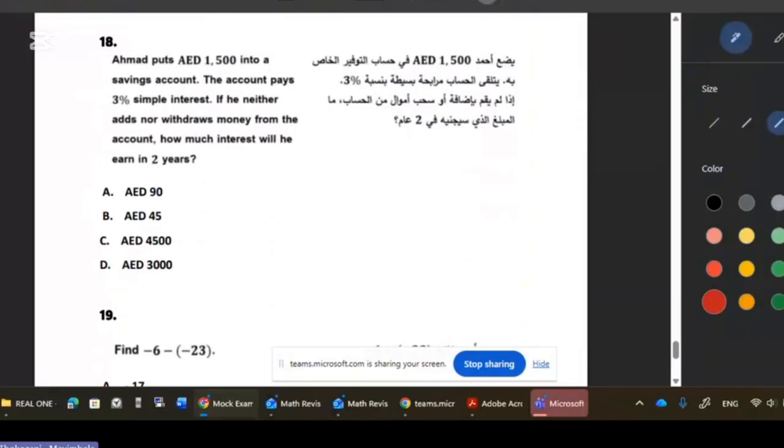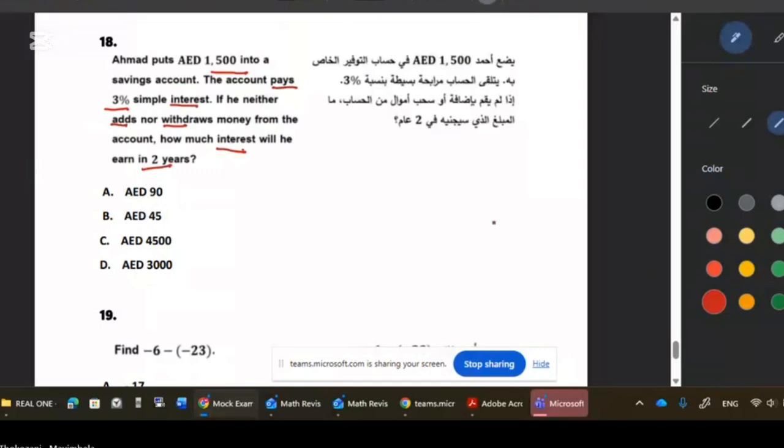We'll try to put the link there for you. Now, it says Ahmed puts 1,500 into a savings account and he pays 3% simple interest. Now, if he neither adds nor withdraws money from his account, how much interest will he earn in 2 years' time?